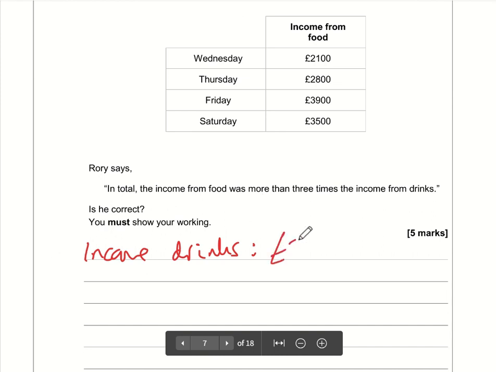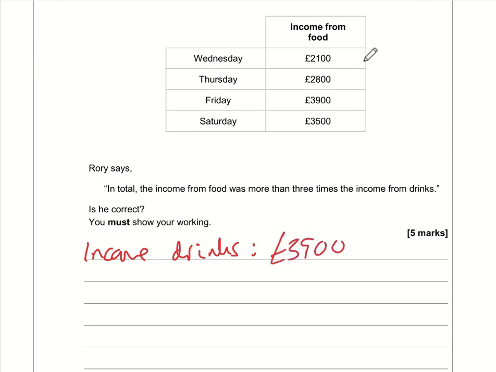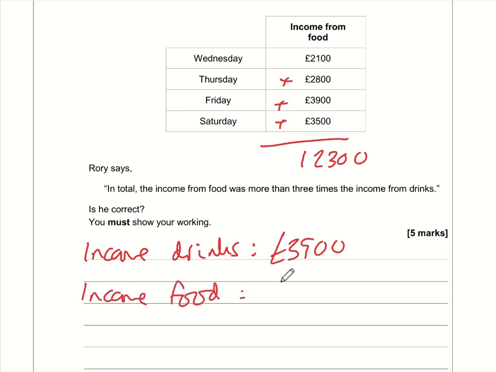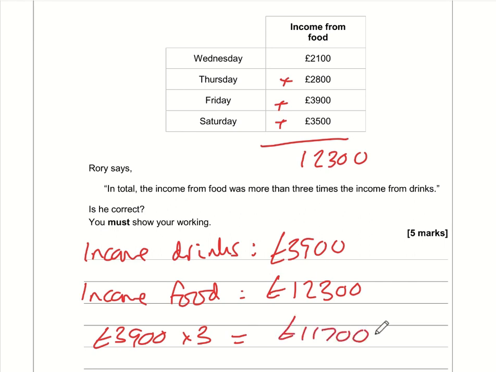So that's 3,900. For food, it's simply these 4 values added together, and that comes to 12,300. So income from the food is 12,300. So Rory says the income from food is more than 3 times more than the income from drinks. So the income from drinks is 3,900. If I triple that, what do I get? I get 11,700, and that is still less than the income from food.